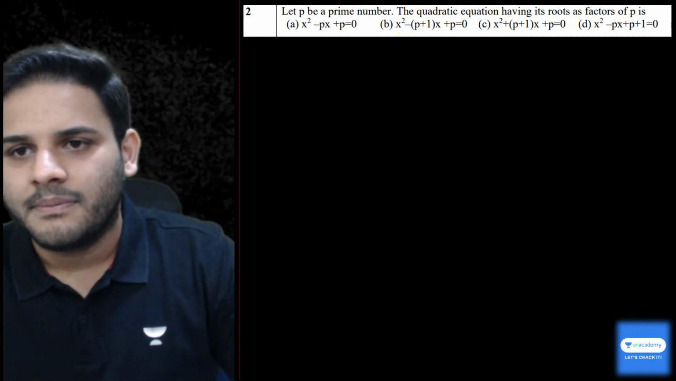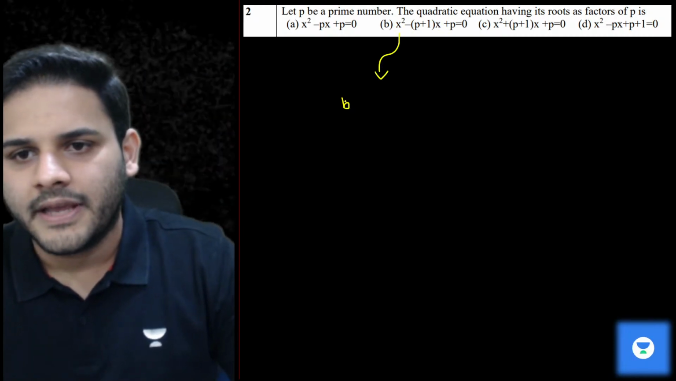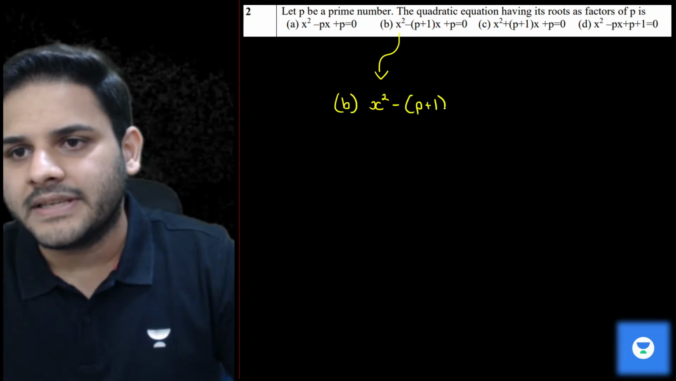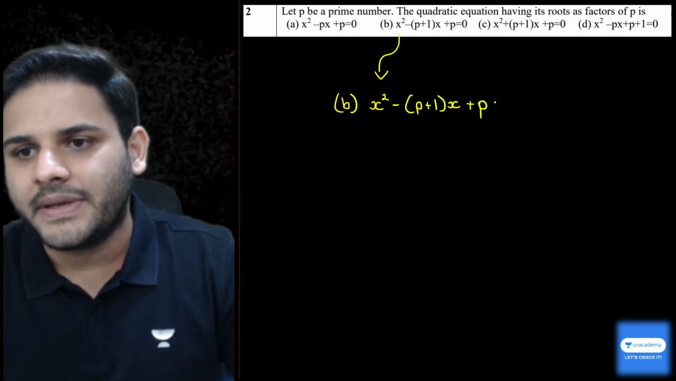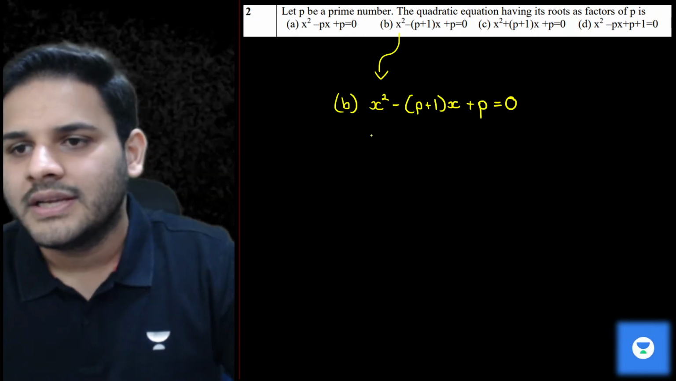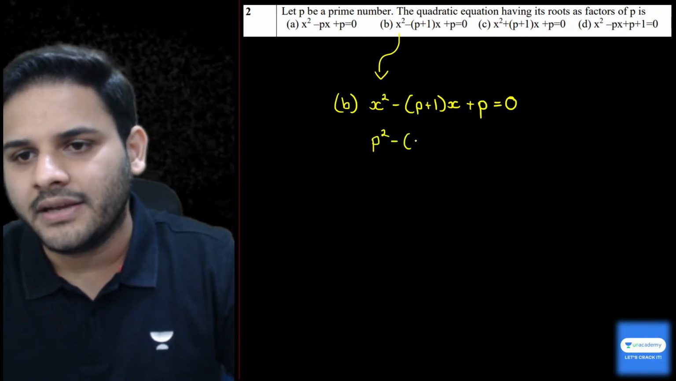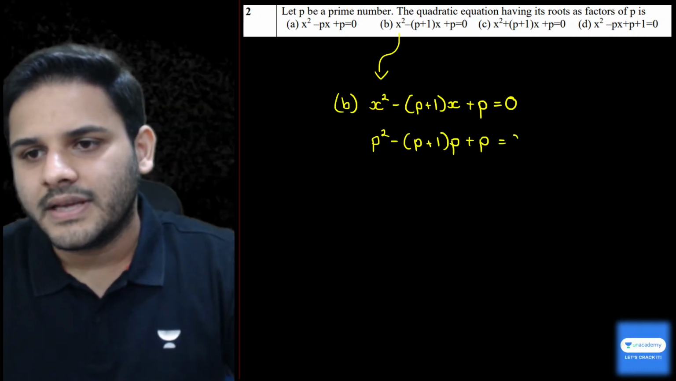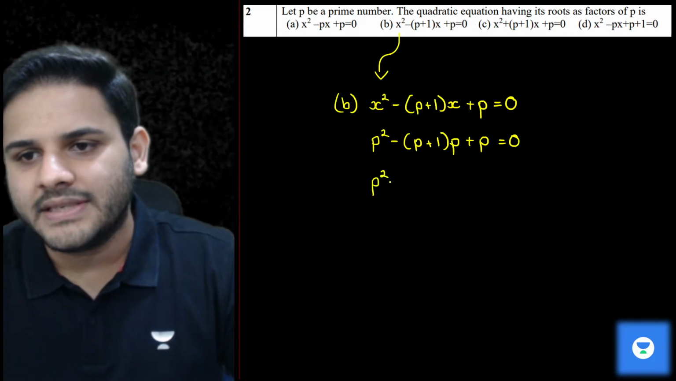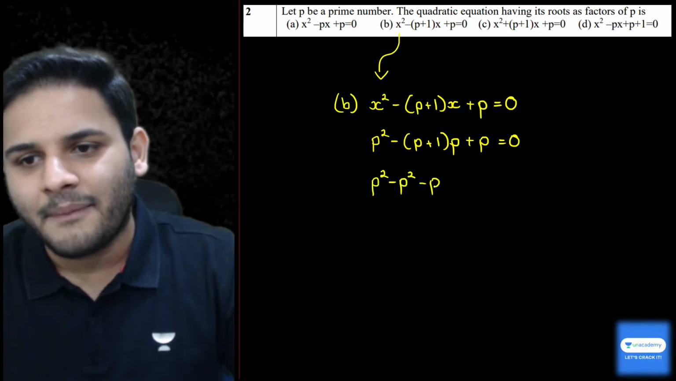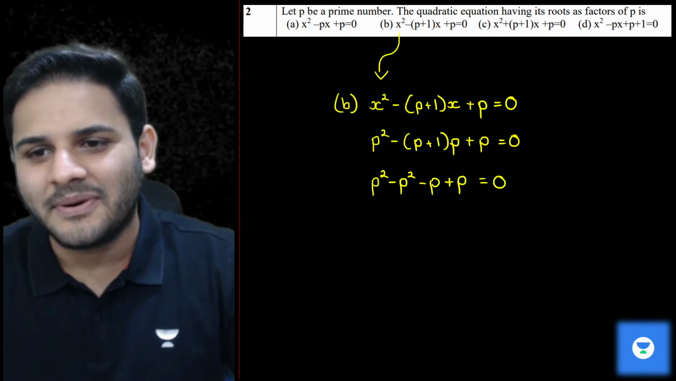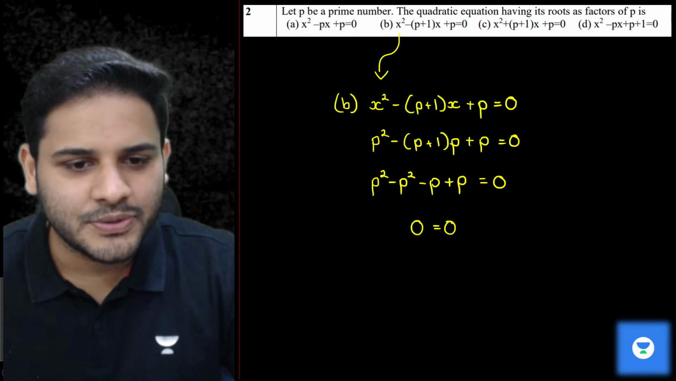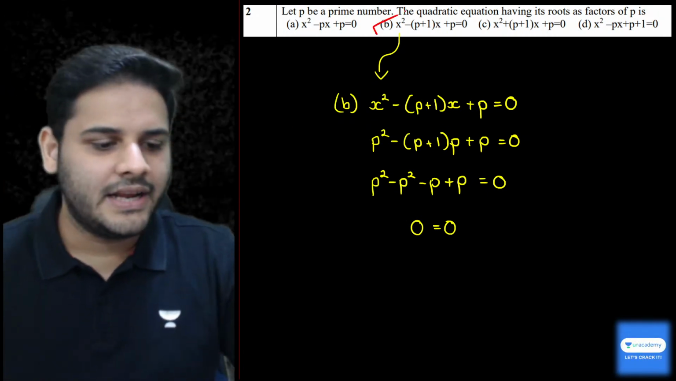So by looking at option B, you have x square minus (p plus 1) into x plus p is equal to 0. Just substitute here and check what you are getting. Plus p is equal to 0. So you will have p square minus p plus p is equal to 0. So you will have 0 is equal to 0. That means the correct answer is option B. Very clear for 1 mark.